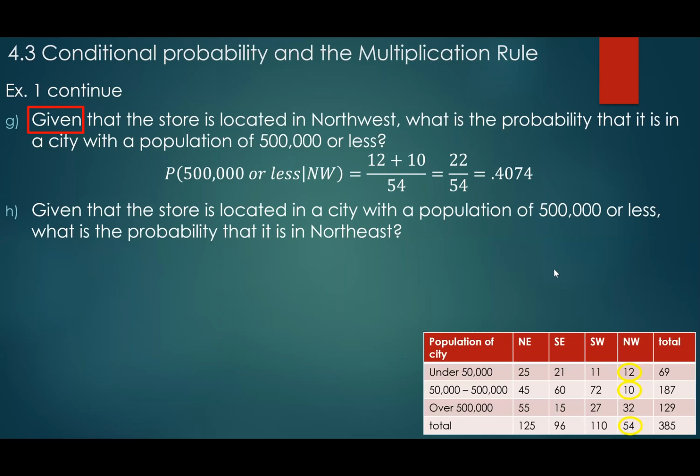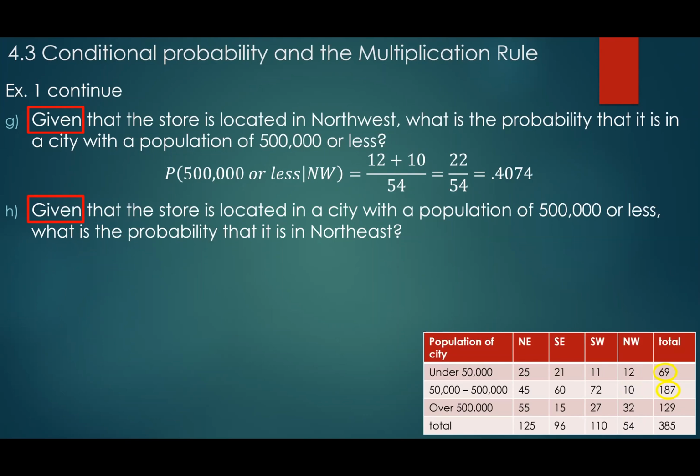So what is our denominator, ladies and gentlemen? Again, hopefully you guys see that the word given is here, and they say given that the store is located in a city with a population of 500,000 or less. So because of this description, they have multiple items. Everybody agree that these two are the two totals of the stores that are located in a 500,000 or less populated city, right?